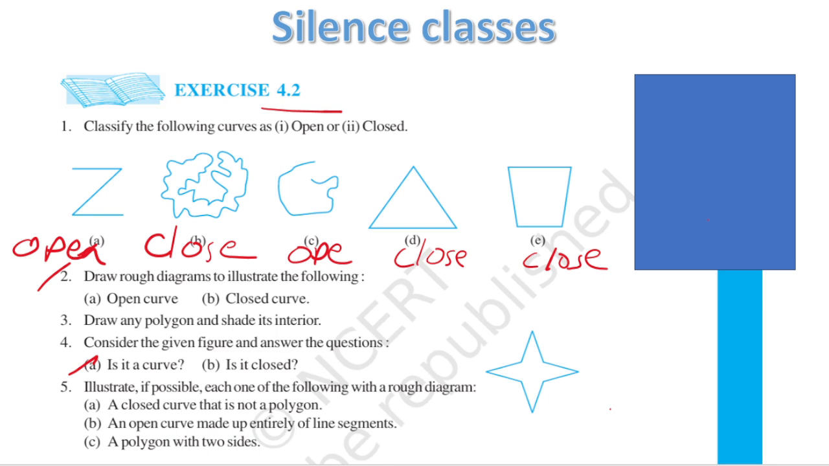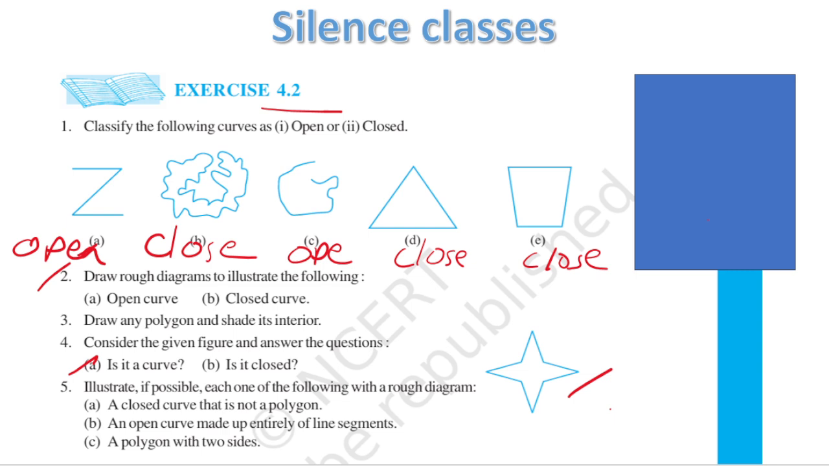Okay, is it closed? Yes, it is a closed figure because it is totally closed, and we cannot find the starting and the end point of this particular figure. So we can say it is a closed curve. Okay, now let's go to question number 5.